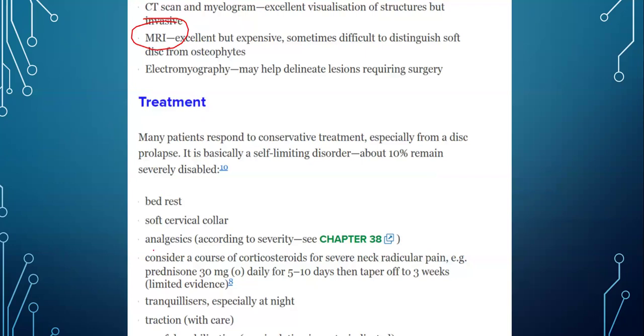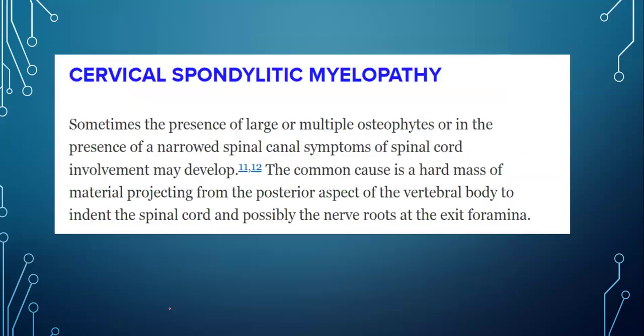The treatment is bed rest and analgesics. Sometimes we can even give them a short course of steroid for severe neck radicular pain. You can send the patient for physiotherapy also after the acute pain settles down.